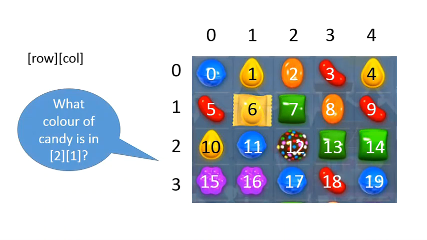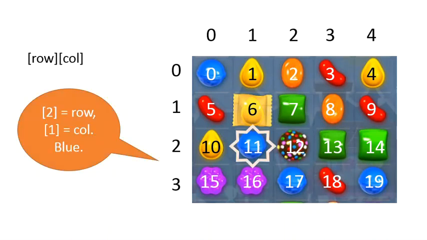All right, so let's say I want to find out what candy is in spot 2, 1. So I first start with the row. So here is row 2. And then I want to go over to column 1. So this is column 1. So the candy that's in there is 11, and it's a blue candy.